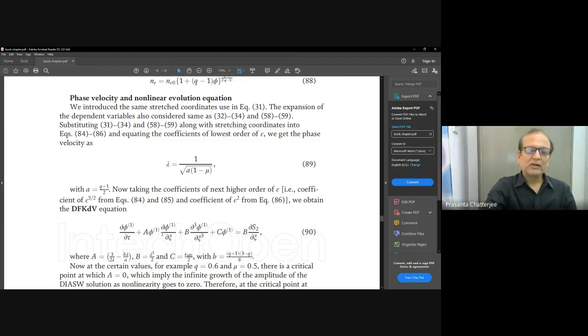So if we want to study that particular case where A is 0, then we have to find out some other technique. We can find out some other perturbation scheme by which we can derive another equation.